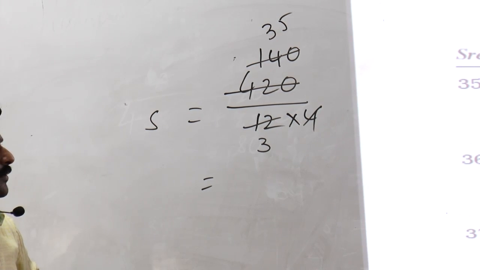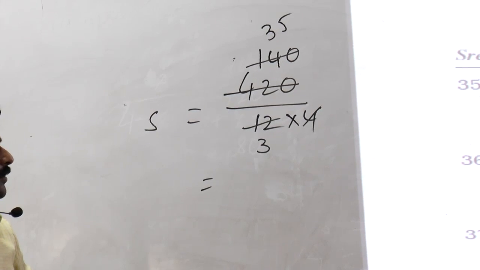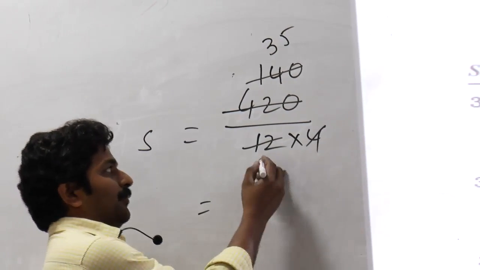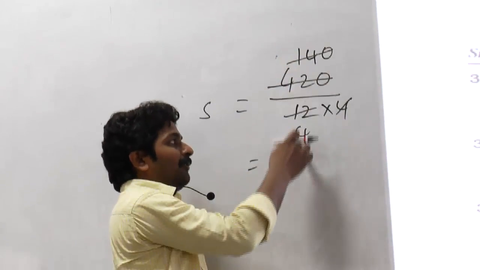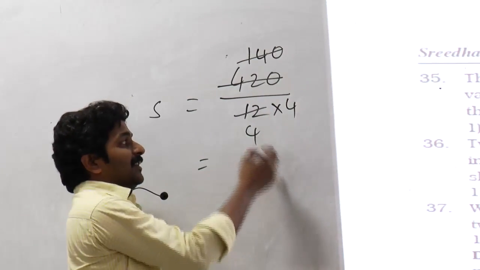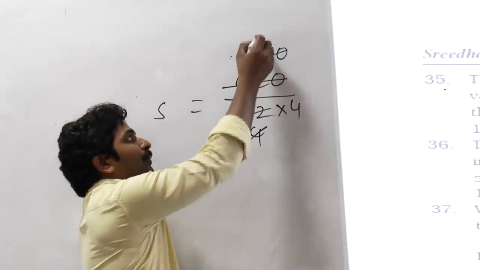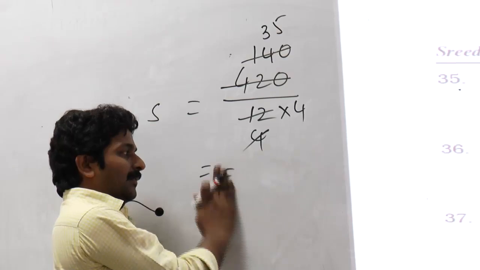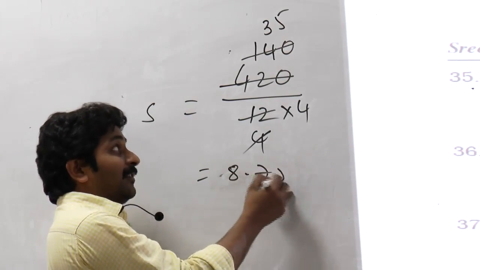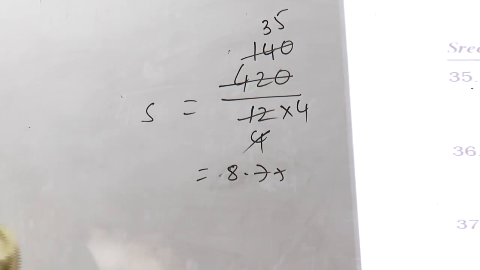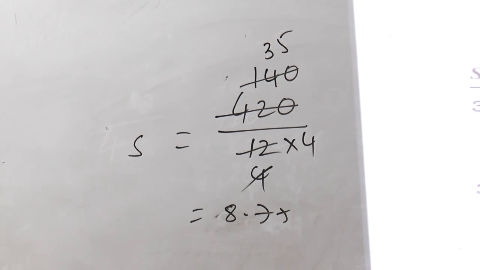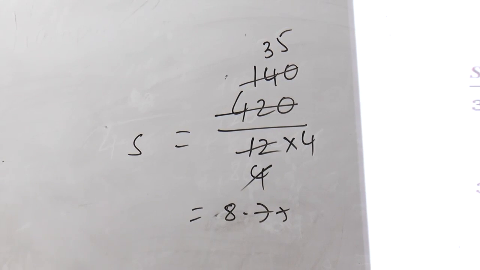4 times, 4 times, 4 times. 140 by 16. Cancellation with 4 again, 4. 35 times 35 by 4, which is 8.75. You can treat 35 as 1 less than 36 divided by 4. 9 minus 0.5, 0.25, which is 8.75 meter per second.